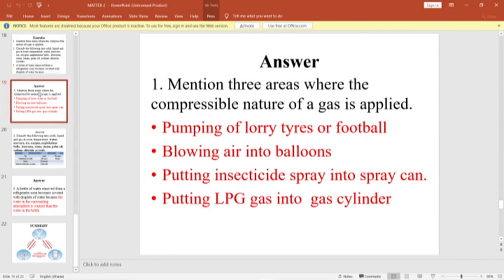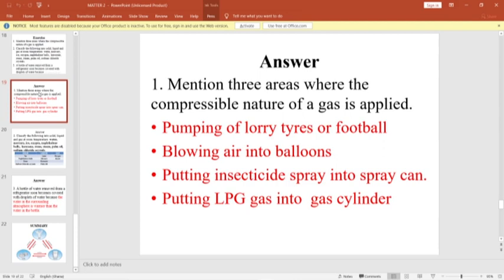So we have 1, pumping of lorry tires or football. Then we have blowing air into balloons. And we have putting insecticide spray into a spray can, and then putting LPG gas into a gas cylinder. All these are areas where gas is compressed, or the compression of gas is applied. I think you can add more.